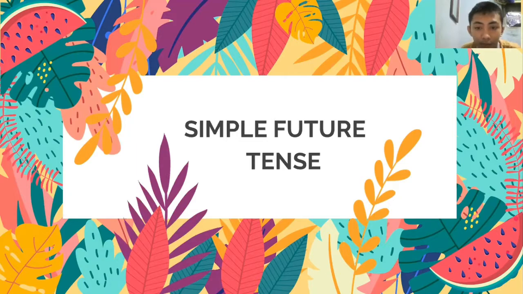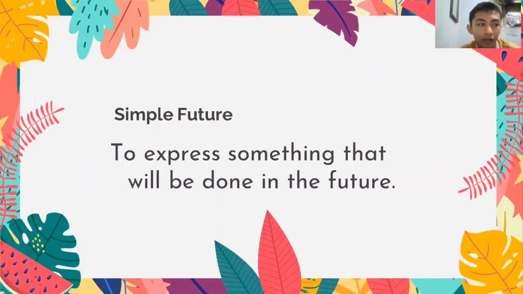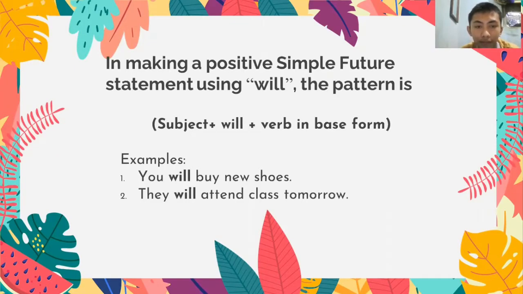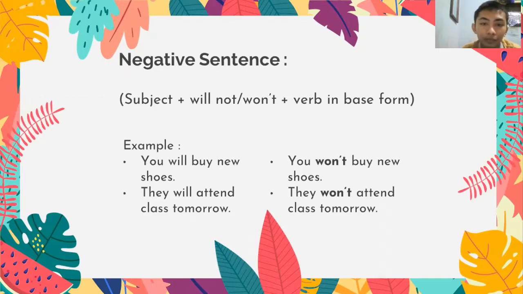Okay, I will explain simple future tense. Next. Simple future tense has a function to express something that will be done in the future. Next. In making a positive simple future statement using will, the pattern is subject plus will plus verb in base form. Examples: you will buy new shoes. They will attend class tomorrow.